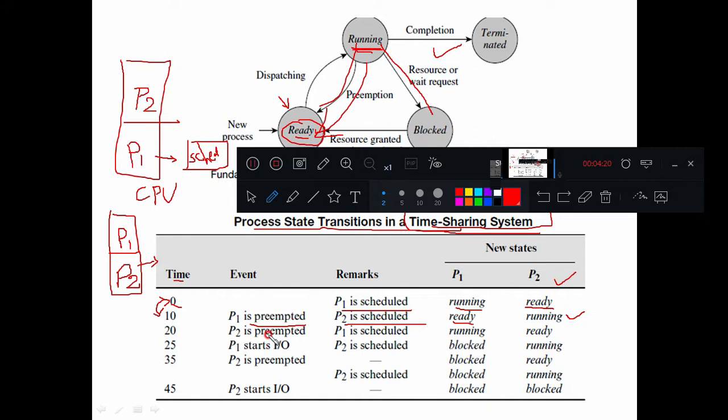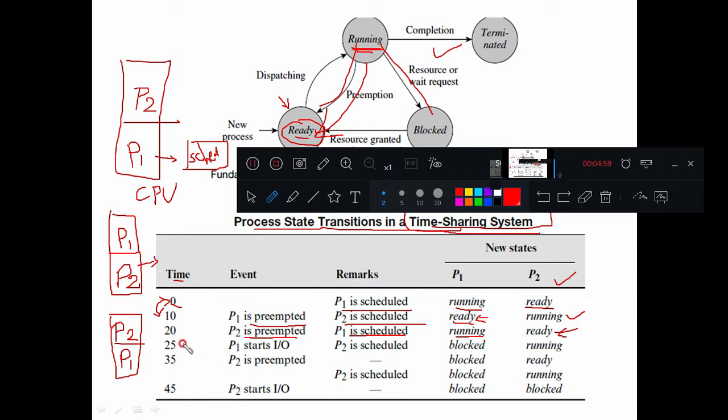Let us say now again after 10 seconds, P2 is preempted and P1 is scheduled. P2's execution is not over, so again it will be kept in the queue. So P2 is preempted, that is the event, and the remark is P1 is scheduled for a certain amount of time again. Now P1, whose state was ready, will become running, and P2's running state will become ready.